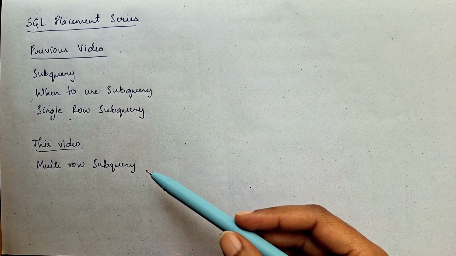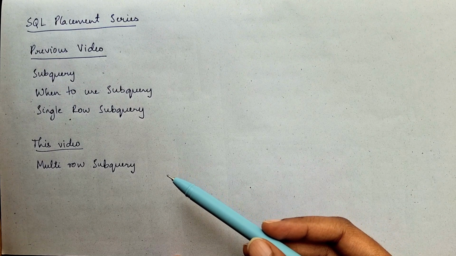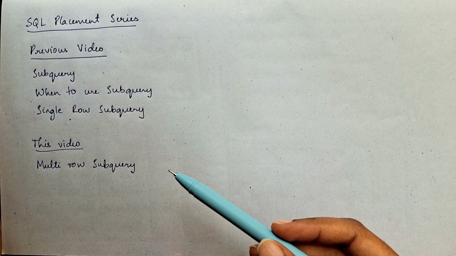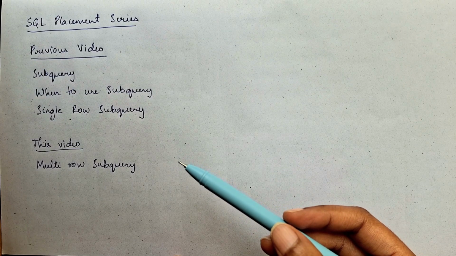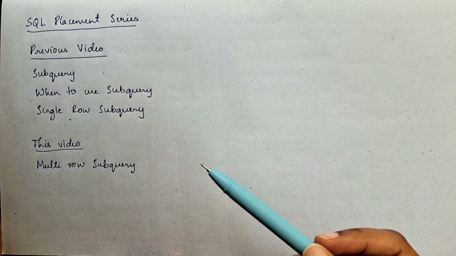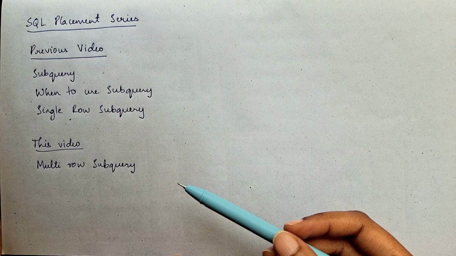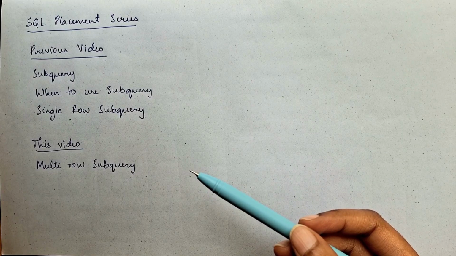So in this video, we are going to understand what a multi-row subquery is, why we need it, and how we can work with it using the IN operator. This is a very important concept, guys, especially for SQL interviews and real database queries. So let's understand it step by step with simple examples.